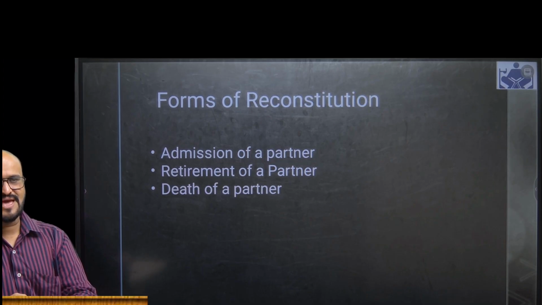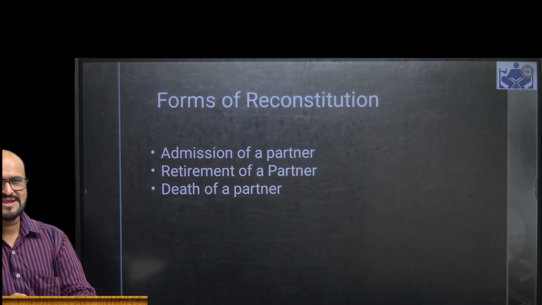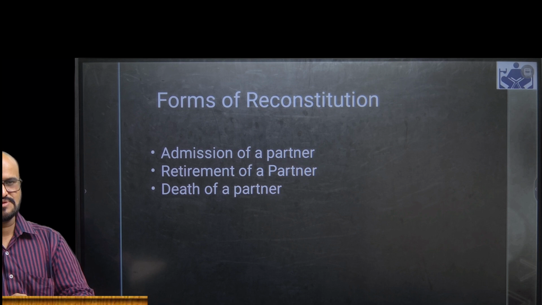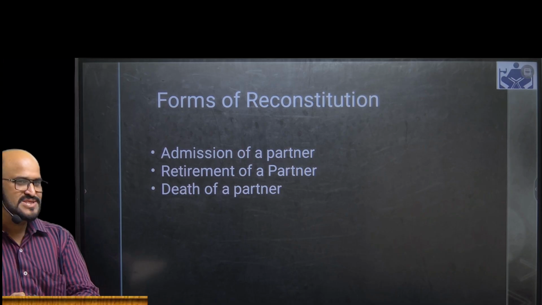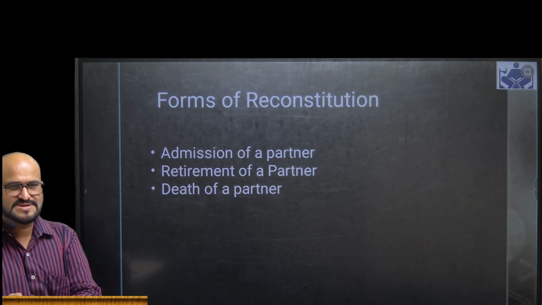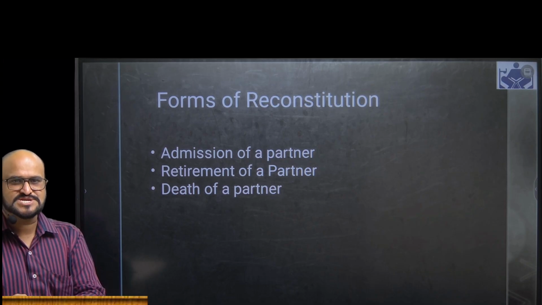So either somebody is joining the existing partnership firm, or one of the existing partners is leaving the firm due to a natural cause, death, or their voluntary wish. That means they don't want to continue, because of retirement of a partner. Whenever there is such a situation, a revaluation account comes into the picture.